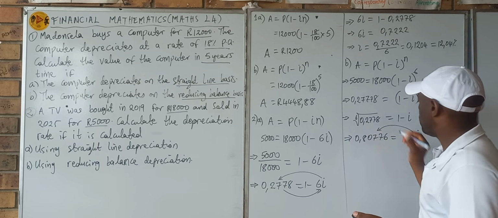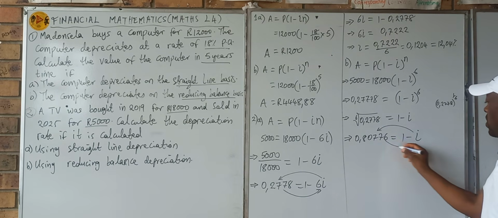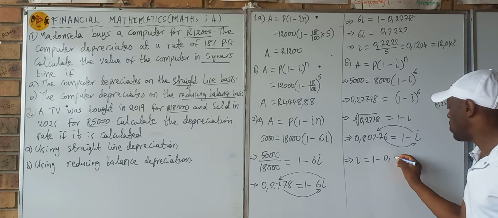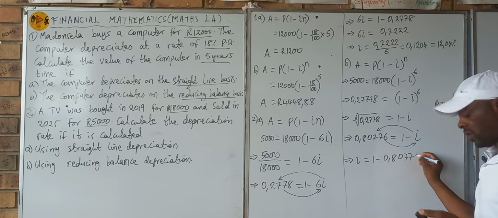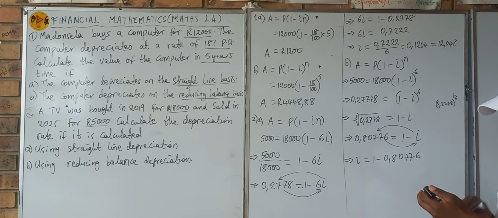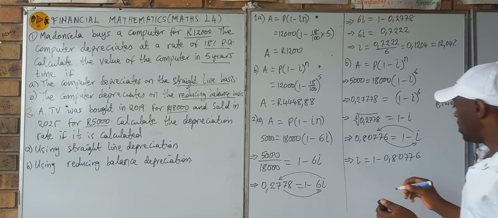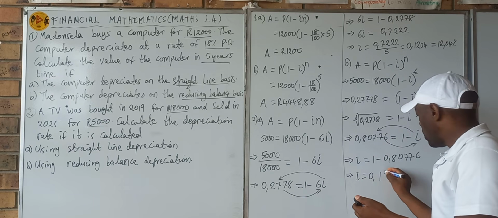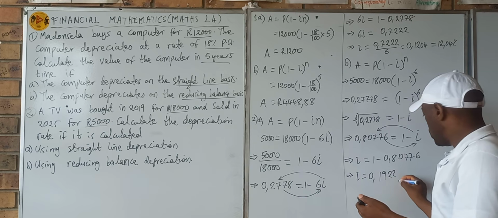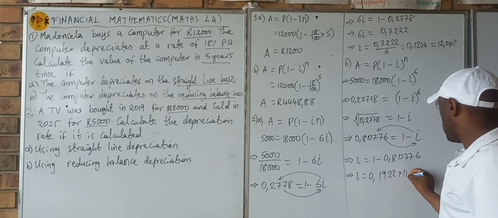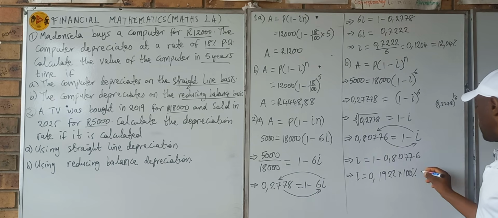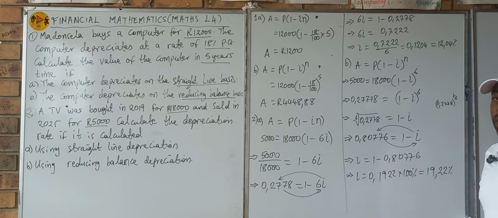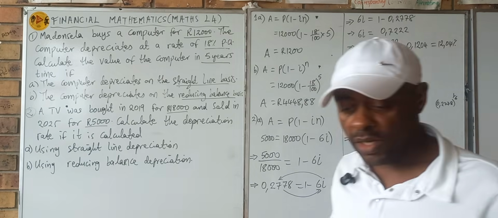So we need I to be positive, so I must cross over. Why this one crosses to the left, so I'll get I as 1 minus 0.80776. So if you do that simple subtraction, it gives you I as 0.1922, which if you choose to multiply now by 100% to convert it into a percentage, it gives us the depreciation rate as 19.22%.